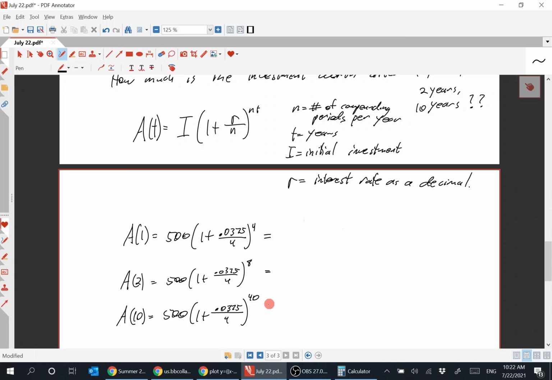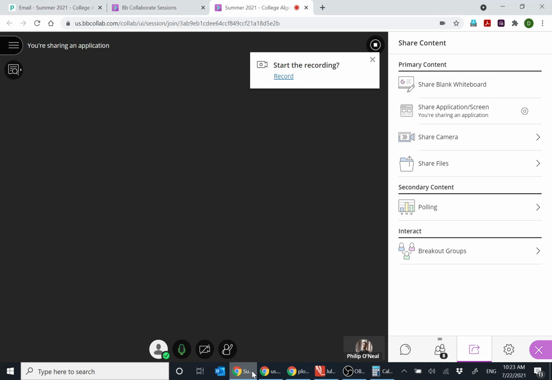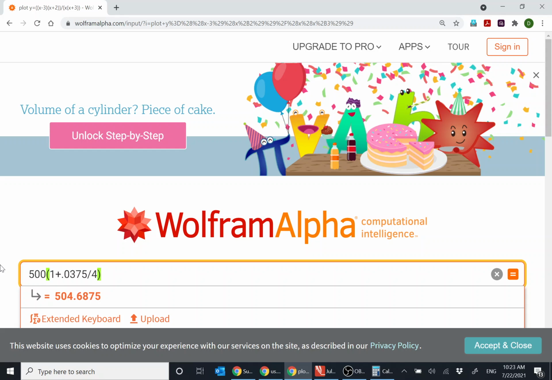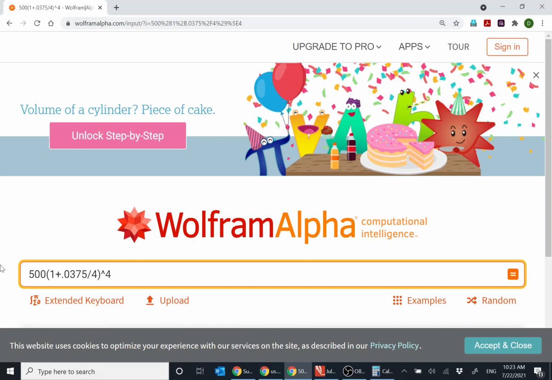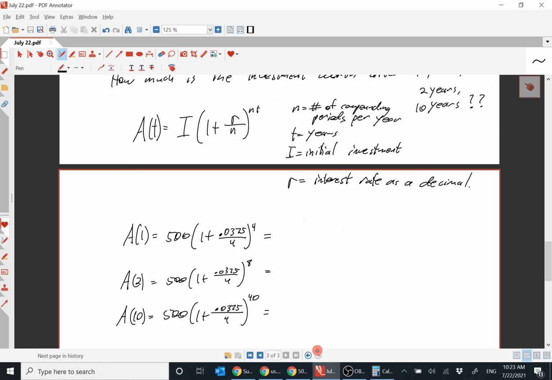So 500 times 1 plus 0.0375 over 4, to the fourth. So 519 dollars and 2 cents. Of course, when you're talking about dollars and cents, you can usually round off to the nearest penny.